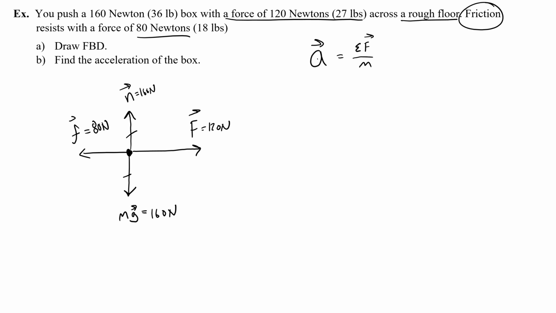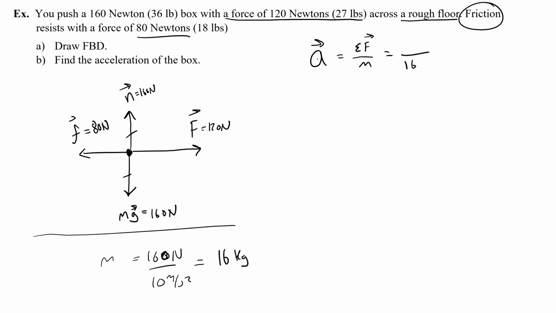And I can find the mass of the box by taking mg and then dividing by g, right, because that cancels that out. Well, g is 10 meters per second squared, and 160 over 10 gives me 16 kilograms. So that's the mass of the box.